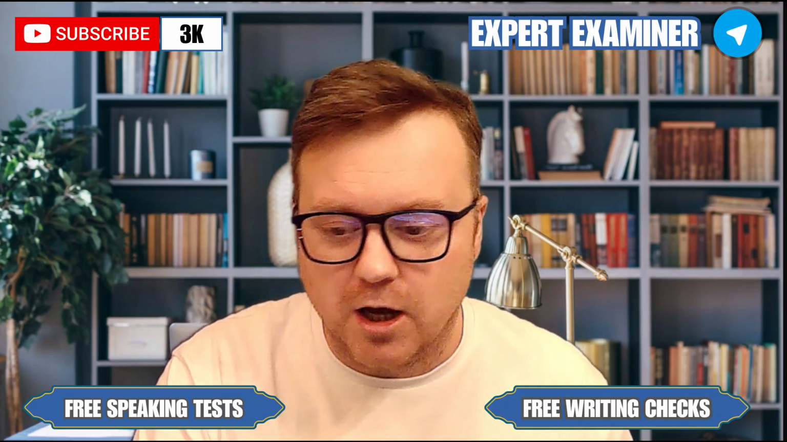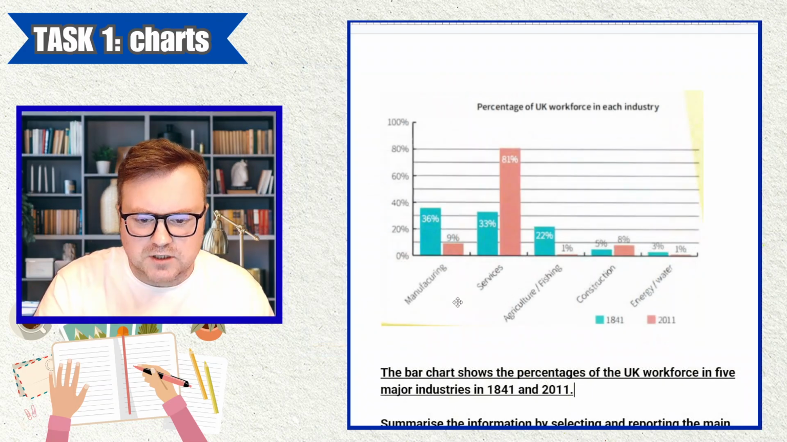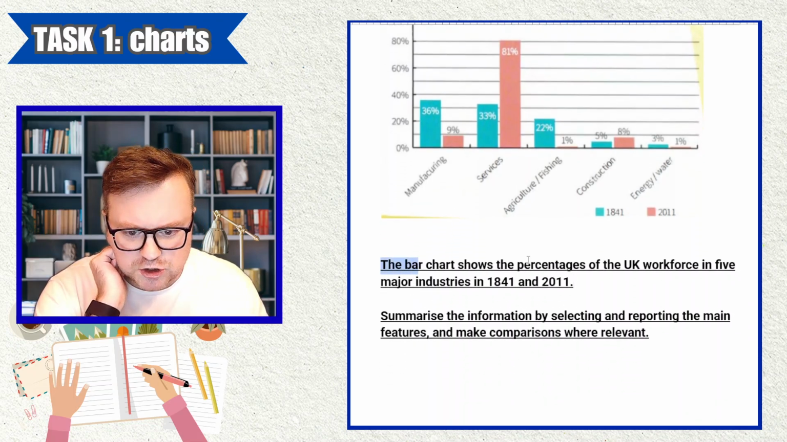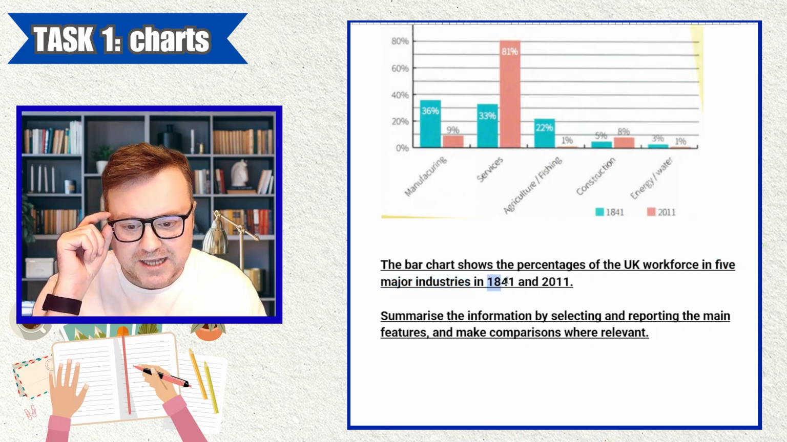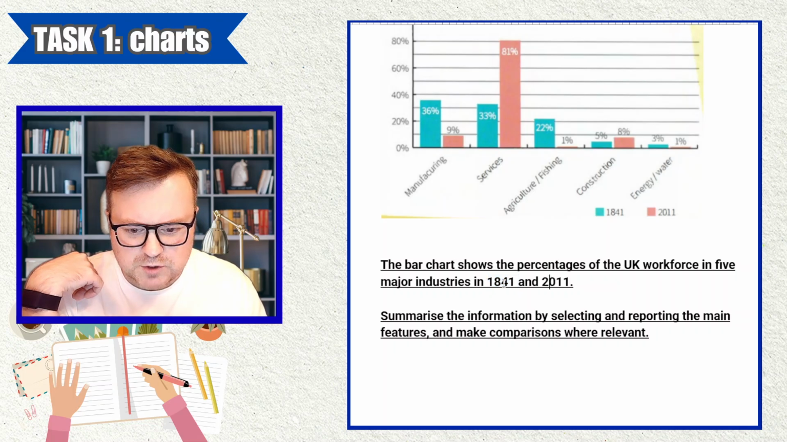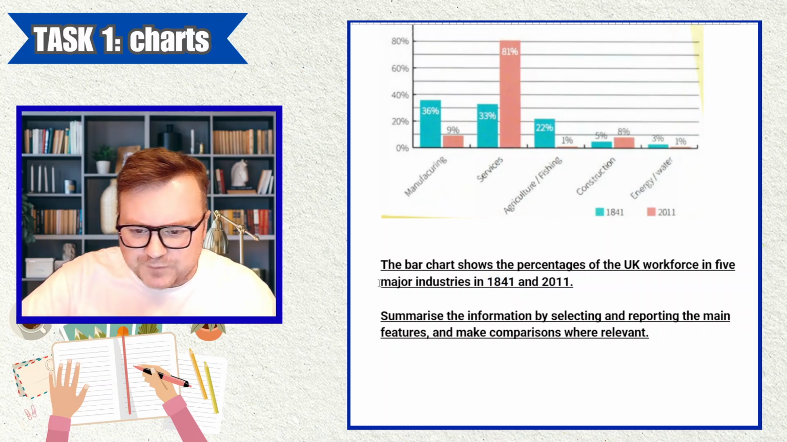We have a writing task 1. Let's have a look at this task first of all. I will look at the picture in more detail, but let's have a look. The bar chart shows the percentages of the UK workforce in 5 major industries in 1841 and 2011. So 2 times, both of them are past times, so we shouldn't be using present perfect here. We should be using past simple, but okay. Let's not worry too much about grammar. Let's just read it again.